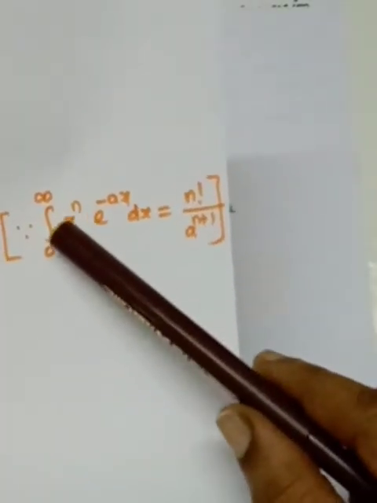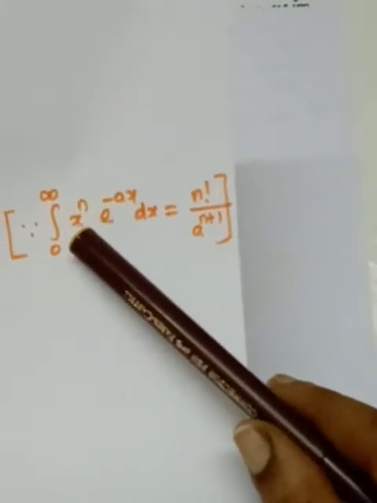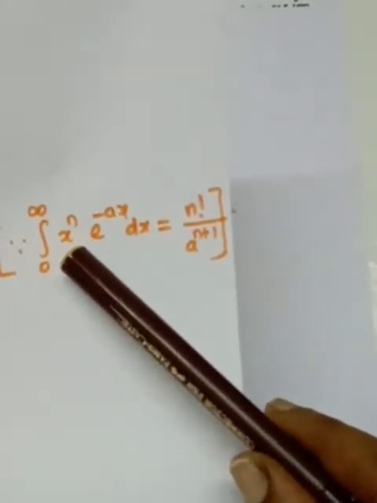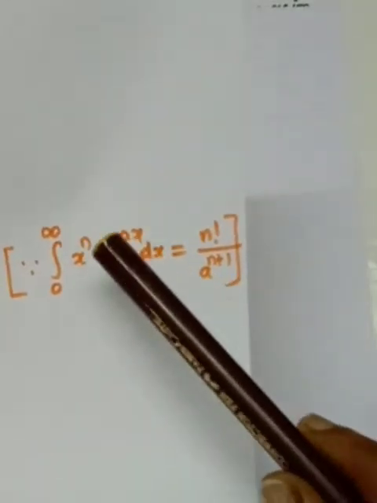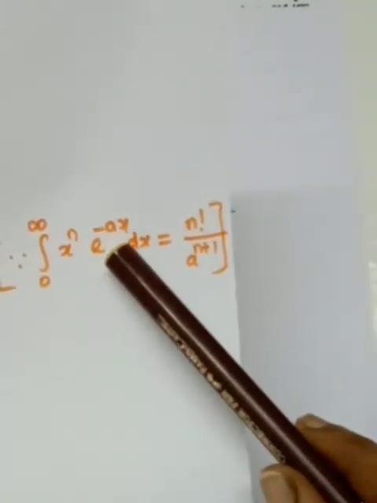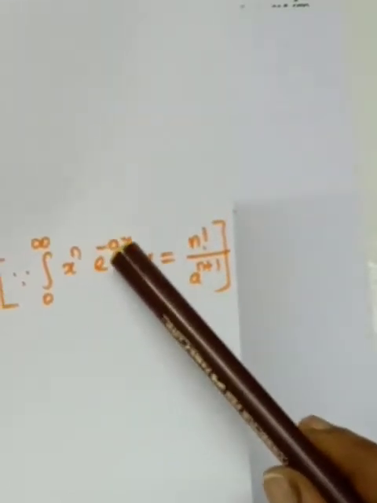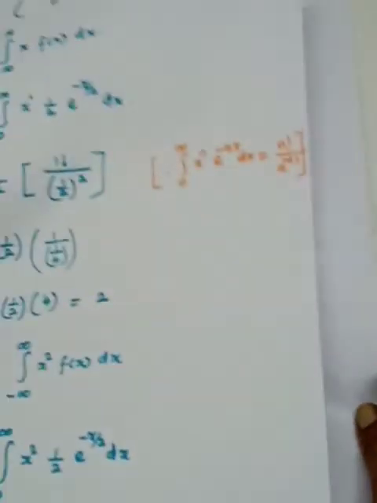What is n? n is the power of x. In the algebraic function, the power of x is n. And what is a? In the exponential function, the coefficient of minus x in the power is nothing but a. So you have to write it correctly.